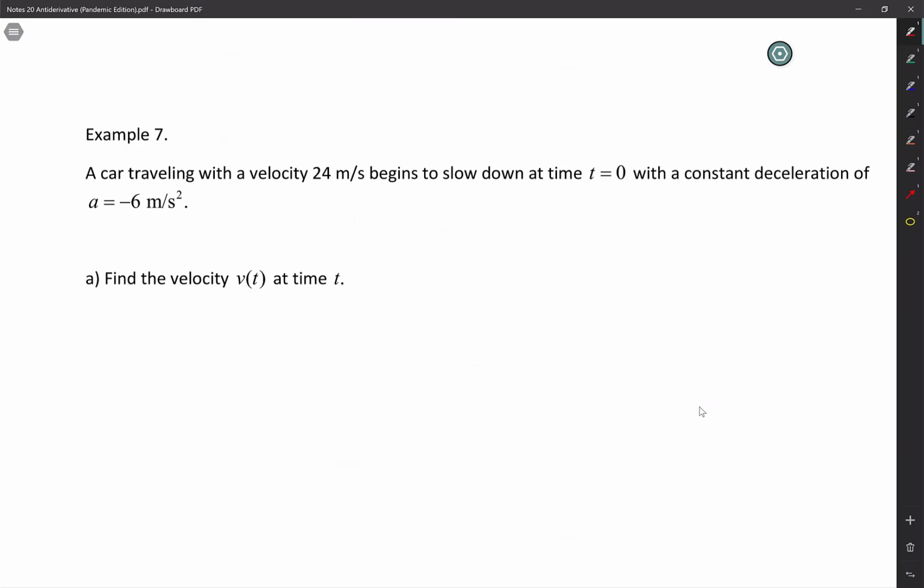A car is traveling with a velocity of 24 meters per second. It begins to slow down at t equals 0. So I begin to slow down right at t equals 0. So they're telling me when to start. With a constant deceleration of this. So this is my acceleration. Find the velocity at time t. You guys ready?